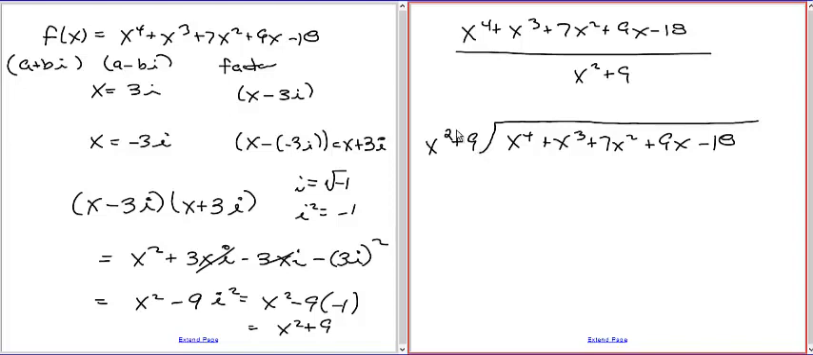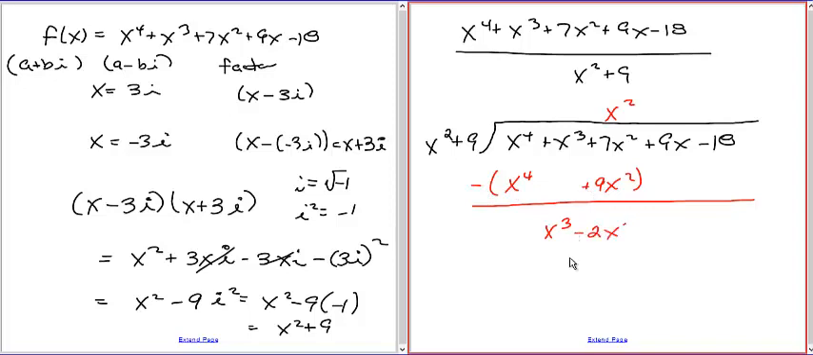Okay, what number multiplied by x squared gives us x to the fourth? So the answer is x squared. Now we'll multiply x squared by both terms. So x squared times x squared is x to the fourth, and x squared times 9 is 9x squared. And we're going to subtract that from the original polynomial. So this goes to 0. We'll bring this down, x cubed, and here we have 7x squared minus 9x squared, so that's going to be negative 2x squared. And let's bring the 9x down here while we're at it.